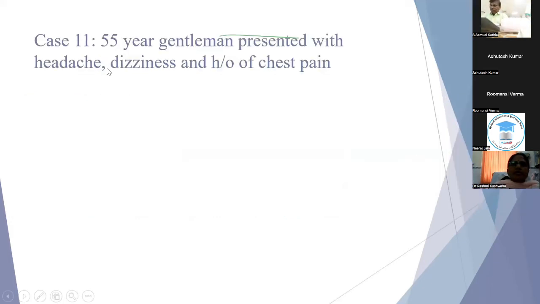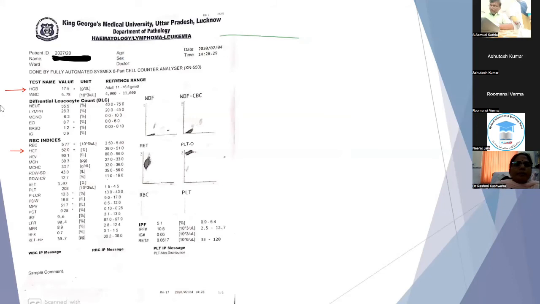This is the next case. A 55-year-old gentleman presented with headache, dizziness, and a history of chest pain. This is the CBC. The CBC shows hemoglobin which is characteristically raised, 17.5 gram per deciliter. RBC count is 5.77 and an increased hematocrit of 52%. So this gives a clue that we are dealing with a case of erythrocytosis, because the hemoglobin is increased and the hematocrit is massively increased.